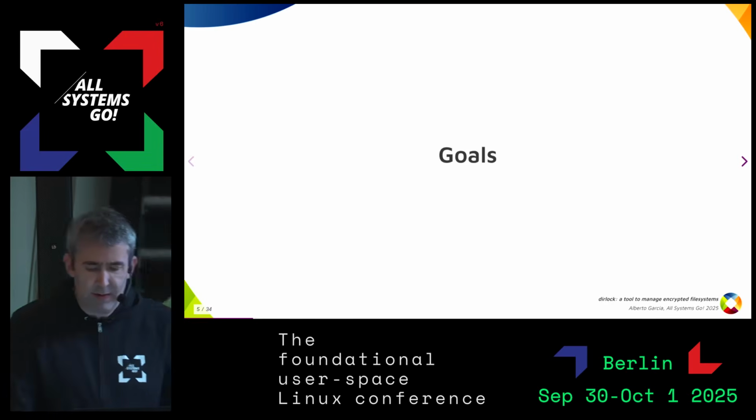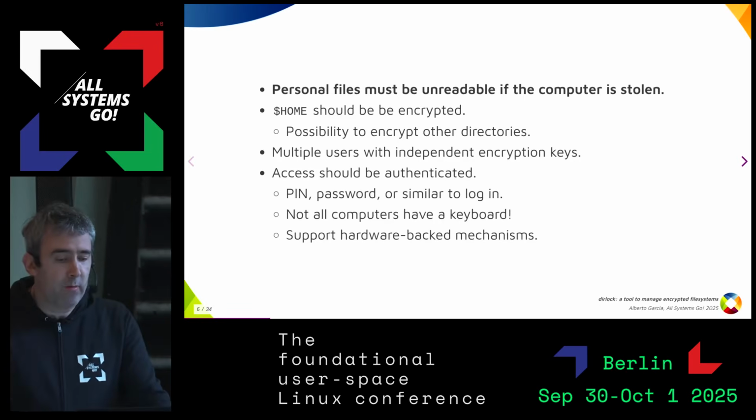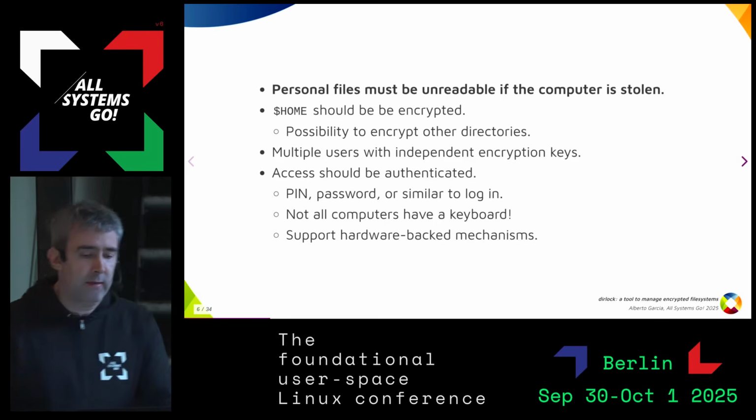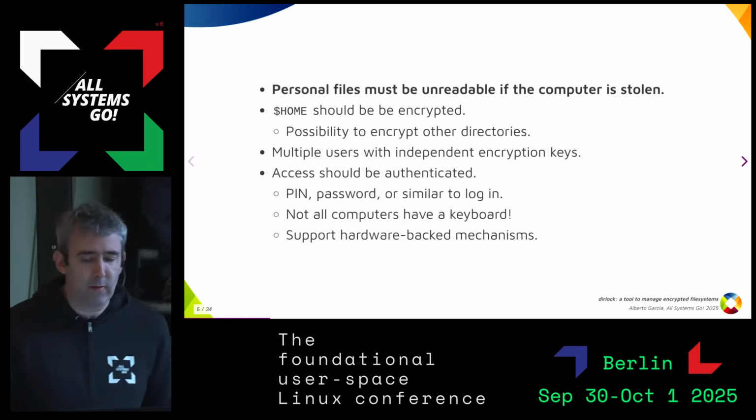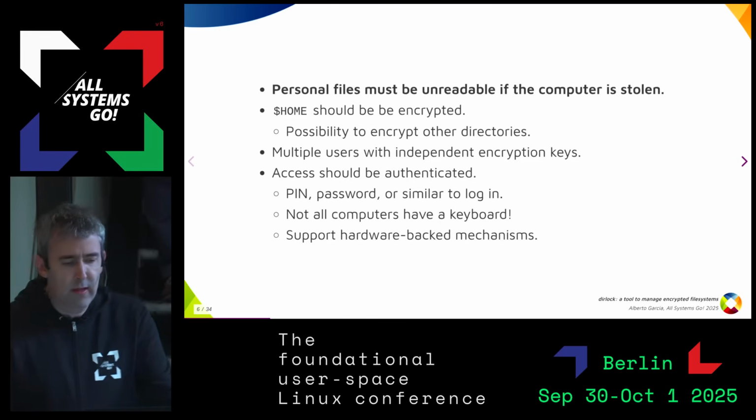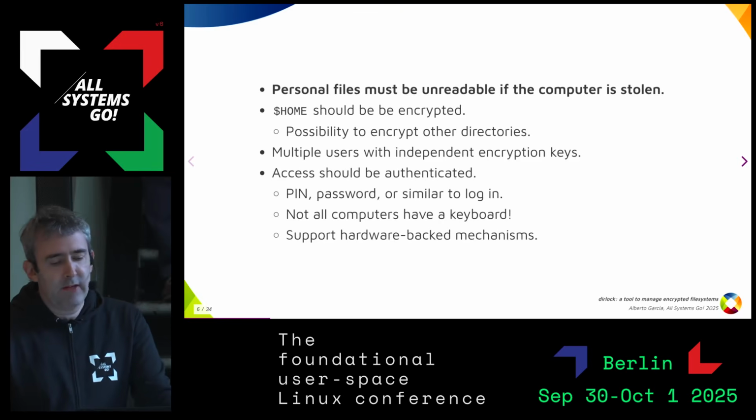So the goals that we have in mind: the most important one, which is also the most basic one, especially in this case, as we're thinking about a portable device that is easy to lose, is that if you lose your device, your files should be unreadable. That's really the main use case. This is a basic one, but that's the one that we really care about. So at least the home directory should be encrypted. It would also be nice to have the possibility to encrypt other things outside of the home directory.